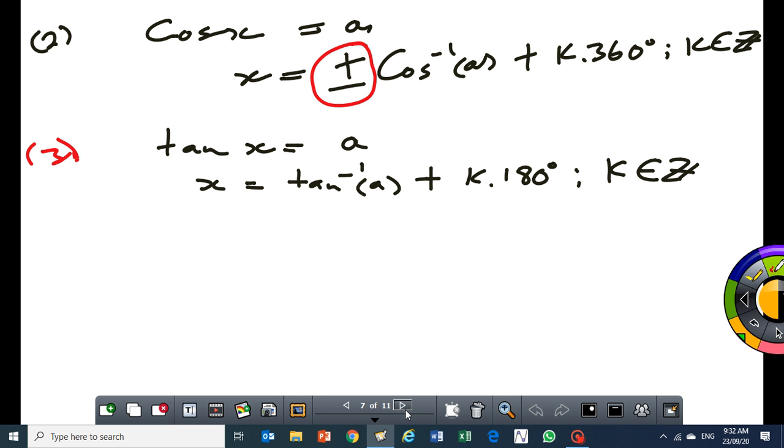So if I put plus or minus, it means we have two angles. One is negative, the other one is positive. Do you understand what I'm saying? The plus or minus means you have two angles, one positive and the other negative.